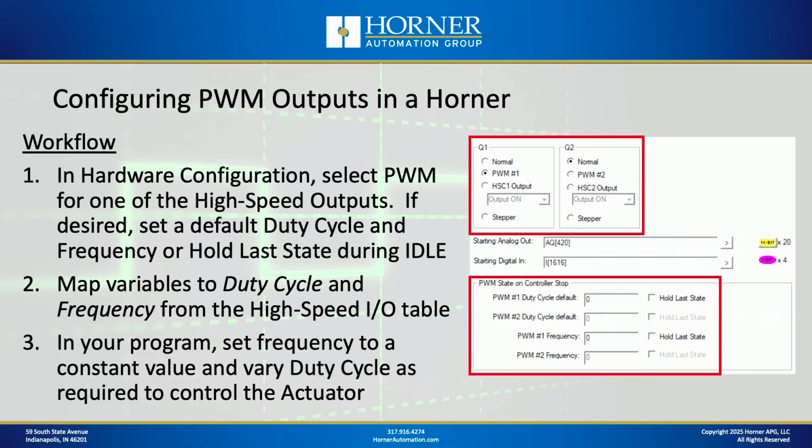Now you'll need to map those variables to the high-speed I/O table, and they'll be basically in AQ registers. I'll show you which AQ registers here in a minute, but you're going to map those two variables to the appropriate AQ registers that are part of the high-speed I/O table. And then in your program, it's really just a matter of setting the frequency where you want it and leaving it there, like 1,000 for 1,000 hertz, for instance, and then setting your duty cycle value to where it needs to be at any given moment as you're controlling the actuator. From 0 to 100% is the end result you're looking for.